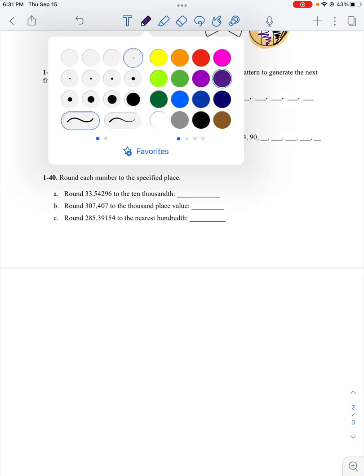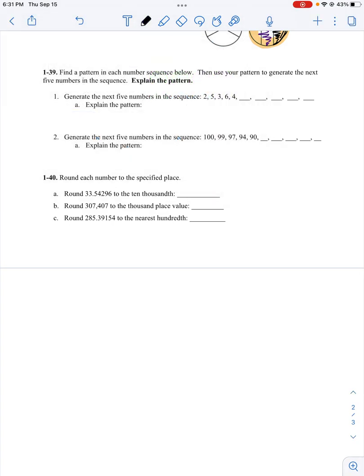Okay, problem 39. Find a pattern in each number sequence below, then use your pattern to generate the next 5 numbers in the sequence, and then explain the pattern. Okay, so we've done a lot of these, okay? So 2, 5, 3, 6, 4. Okay, let's see, even, odd, odd, even, even. That's not a very good pattern to follow.